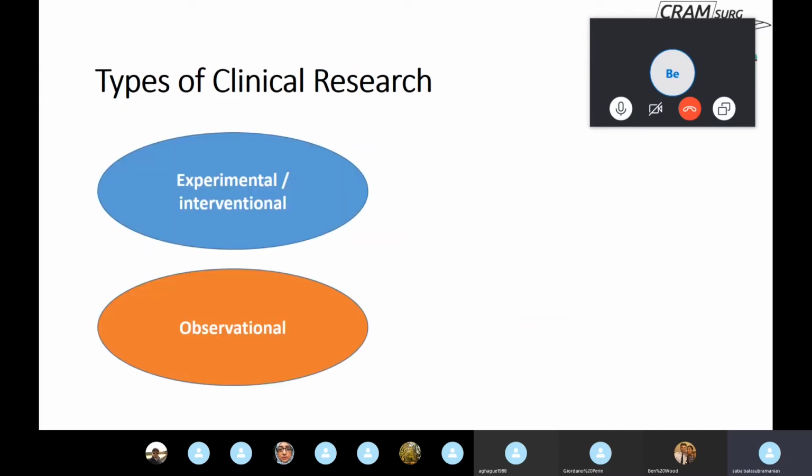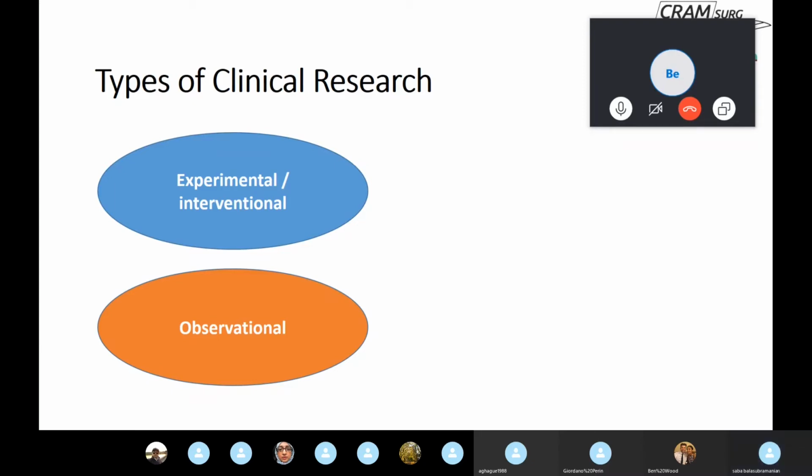So now there are two main categories by which you could classify clinical research. The first one at the top in blue is what we call the experimental group or the interventional group, and the other one is the observational group. And essentially, the difference between them is pretty straightforward. In the experimental group, you have an intervention or you do something that would alter the natural history of the disease or the patient.